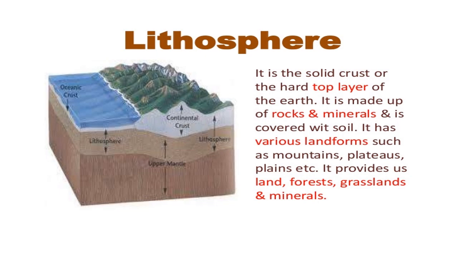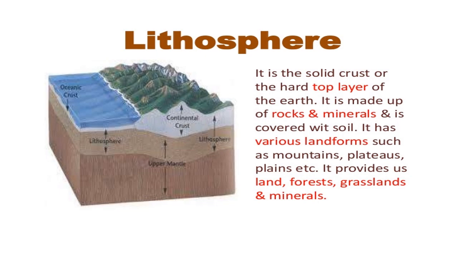Students, we will learn more about lithosphere. Now, what is lithosphere? Lithosphere is the solid crust or the hard top layer of the earth. It is made up of rocks and minerals and is covered with soil. Now you must be knowing about crust. Crust is the top layer part of the earth, and it is divided into oceanic crust and continental crust. Lithosphere is found below the oceanic crust, and it is also found below the continental crust.